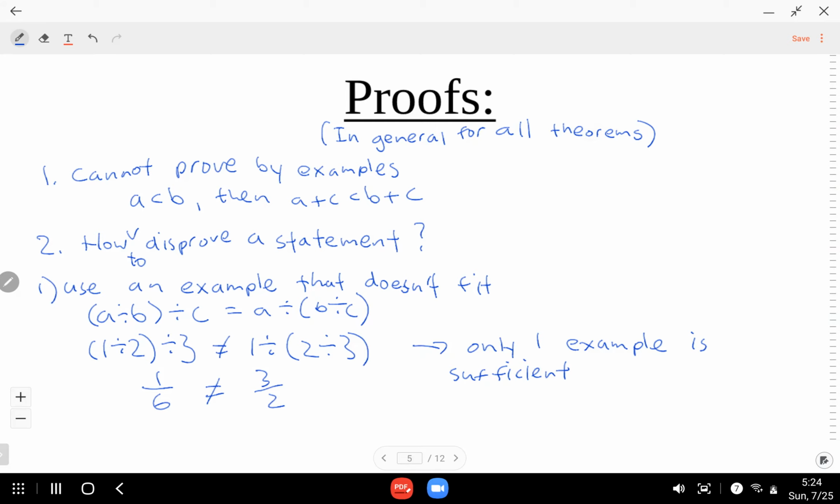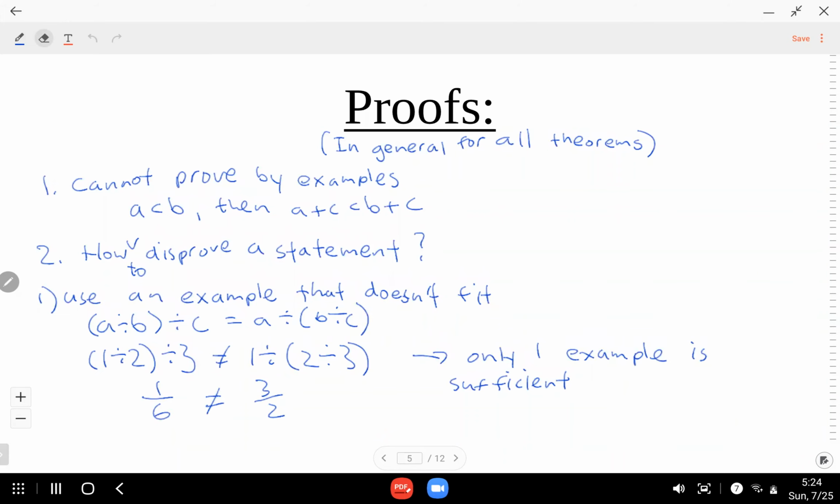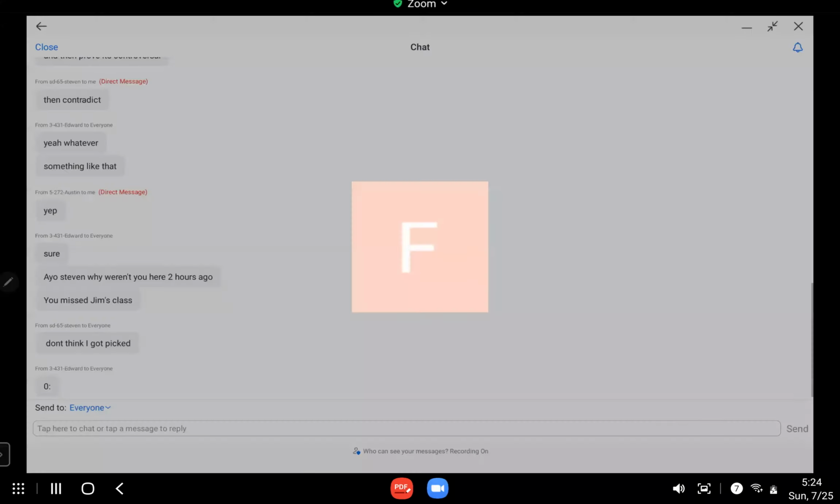So actually, this is pretty interesting, proof by contradiction. Do you want to see an example of how we prove by contradicting?